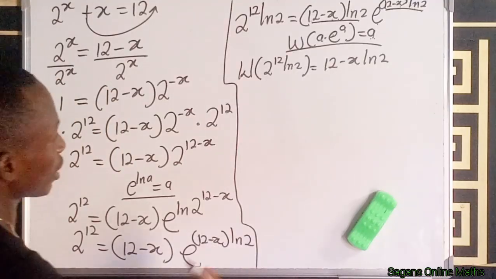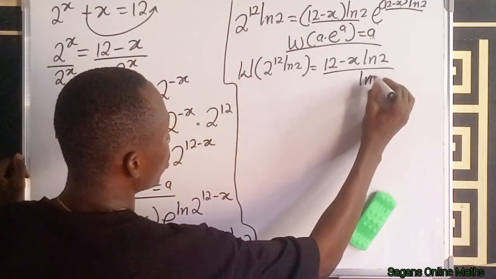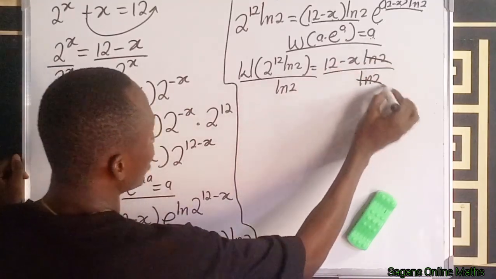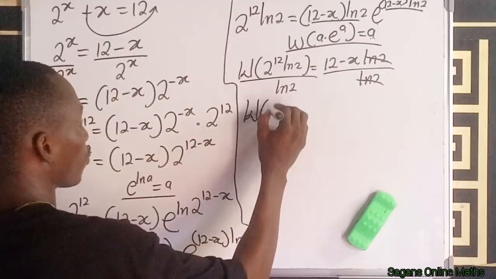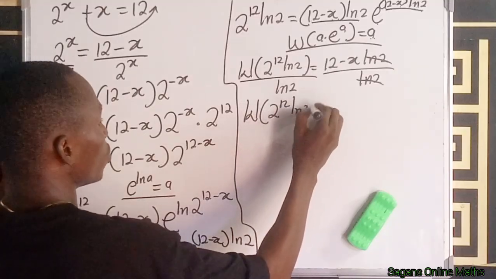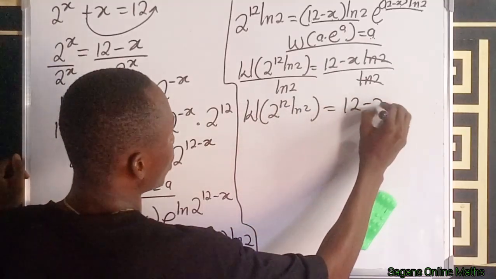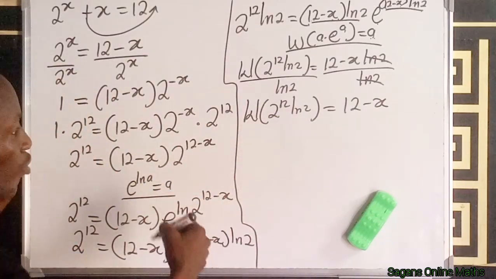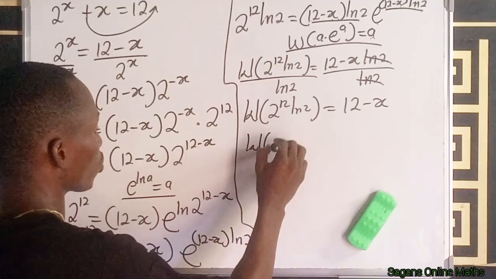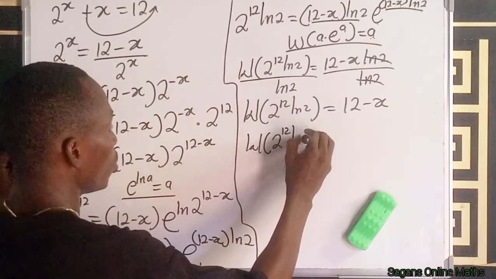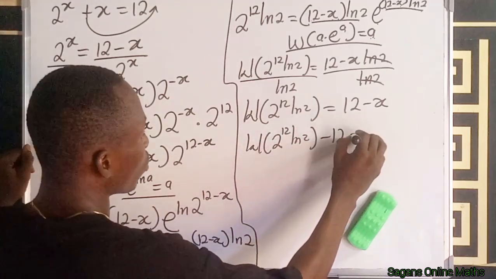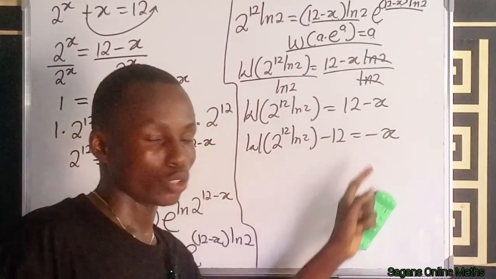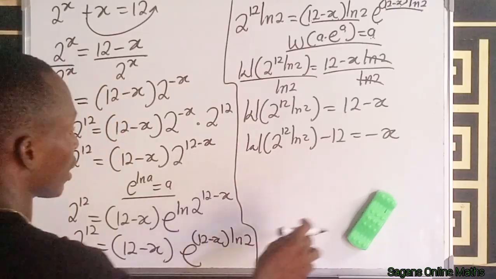Wow, this is a beautiful result, right? So let's divide both sides by ln 2, so that this will cancel out this. We see that the Lambert W function of 2 to the power of 12 ln 2 is equal to 12 minus x. Now let's subtract 12 from both sides. It means that the Lambert W function of 2 to the power of 12 ln 2, minus 12, is equal to minus x. Now our target is to find x, not minus x. So we have to multiply both sides by minus 1 so that we can have the value of x.